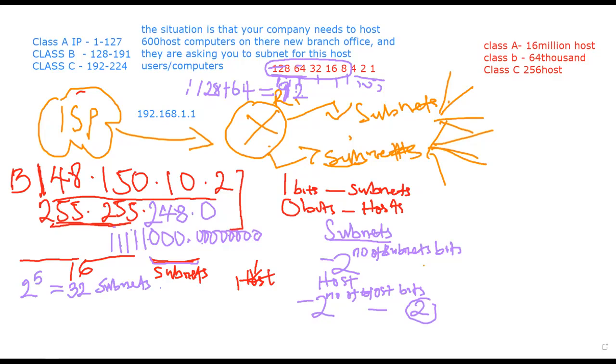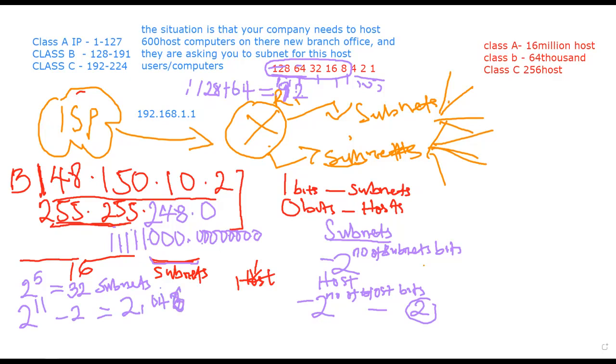Now let's look at our hosts. We are also concerned with our hosts. How many hosts are we going to have? With this formula, 2 to the power of, this time we have 8, 9, 10, 11. We have 11 minus 2. Let's punch our calculators. 2 to the power of 11 will be 2,048, which means we have 2,046.